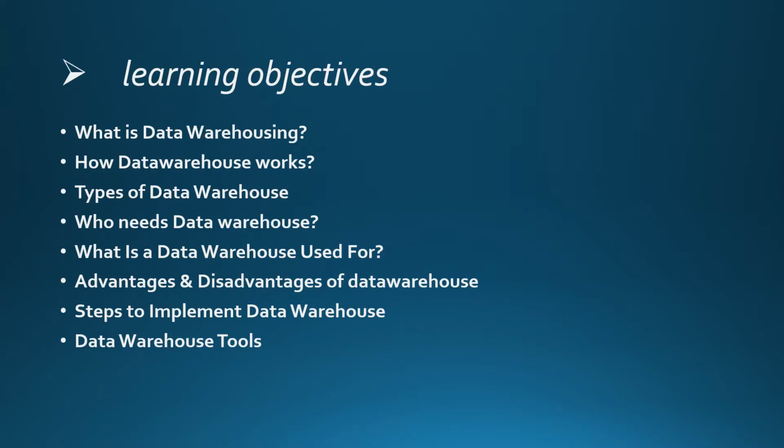We will start with the learning objectives. The first learning objective is: what is a data warehouse? How does a data warehouse work? The types of data warehouse. Who needs a data warehouse? Then, what is a data warehouse used for? Then the advantages and disadvantages of a data warehouse. Then the steps to implement a data warehouse. Finally, the data warehouse tools.